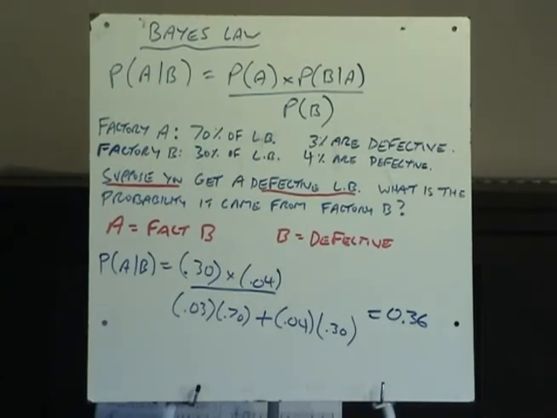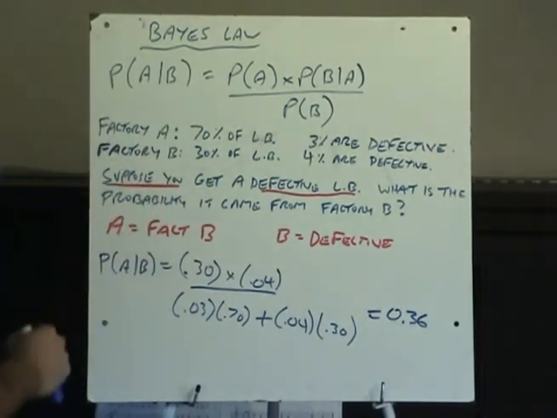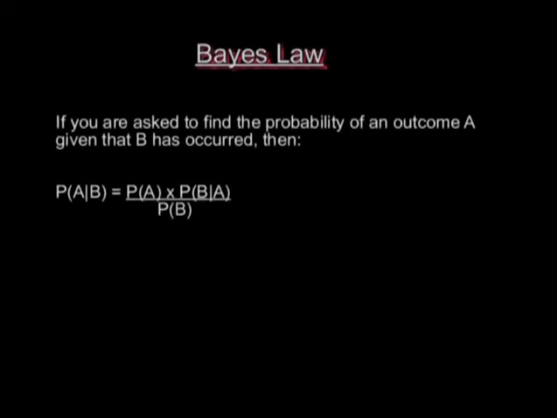So that's Bayes' law. Keep in mind, we only use Bayes' law when we're asked to find the probability of something when we're given something about that outcome already. If you are asked to find the probability of an outcome A, given that B has occurred, then the probability of A given B will equal the probability of A times the probability of B given A divided by the probability of event B.